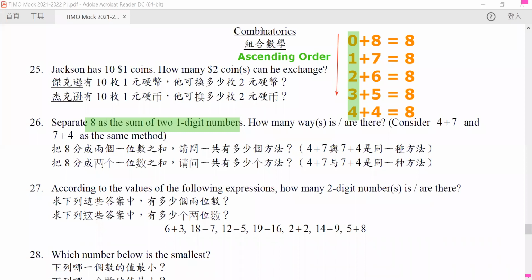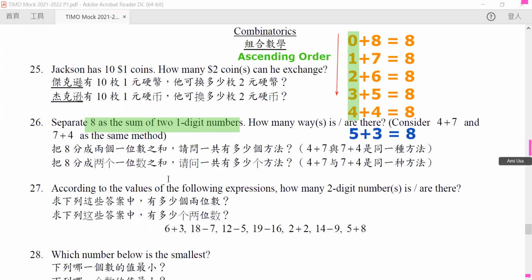Okay, so in here we will start from the smallest one-digit number, which is 0. So it will be 0 plus 8, and then 1 plus 7, 2 plus 6, 3 plus 5, 4 plus 4. Now the next one, following the pattern, should be 5 plus 3. But 5 plus 3 is equal to 8, which is not acceptable. Why?